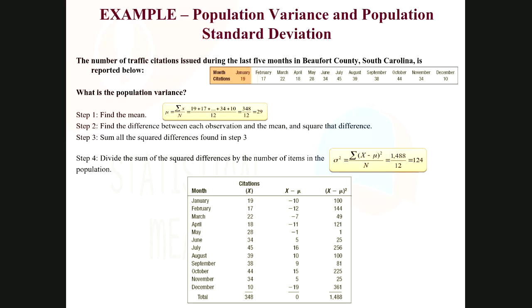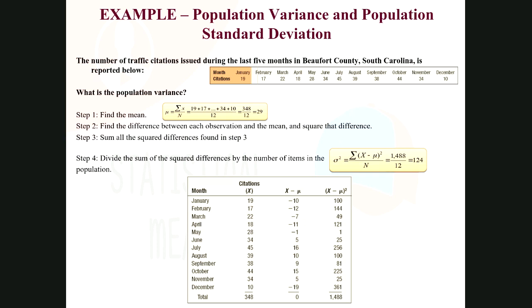So, the population variance and the population standard deviation. Here's an example. The number of traffic citations issued during the last 5 months in Beaufort County, South Carolina is reported below. Let me just make that bigger. You have January to December, and below are all the citations. And what is the population variance?